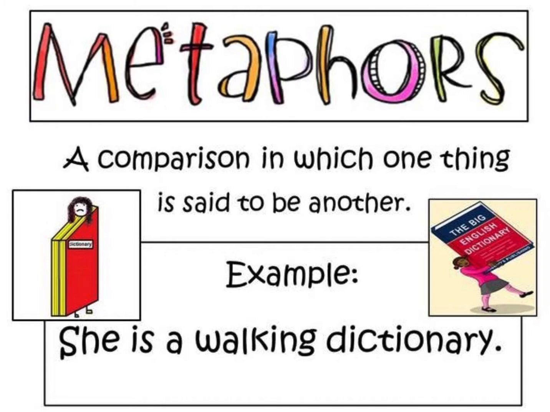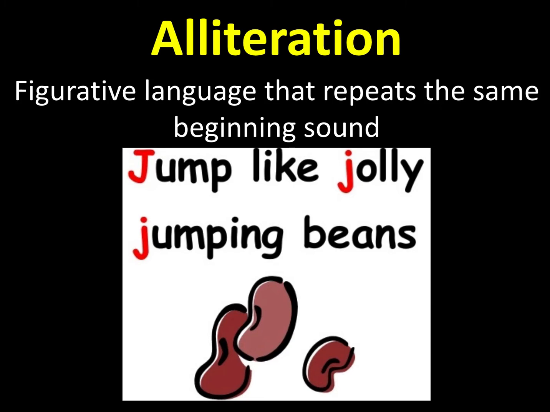Now, the last piece of figurative language that I'm going to go over today is called an alliteration. And alliterations are probably my favorite kind of figurative language because they're very silly to say. And some people even call them tongue twisters. So an alliteration is a big word to show you that figurative language that repeats the same sound, the same beginning sound. Jump like jolly jumping beans.